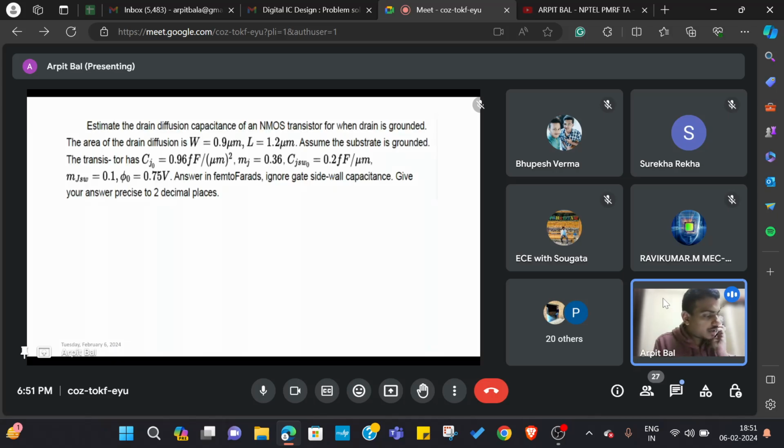Meanwhile, we will try another question that is related to the drain diffusion capacitance. So this is a question from the capacitance side. This is question number 7.